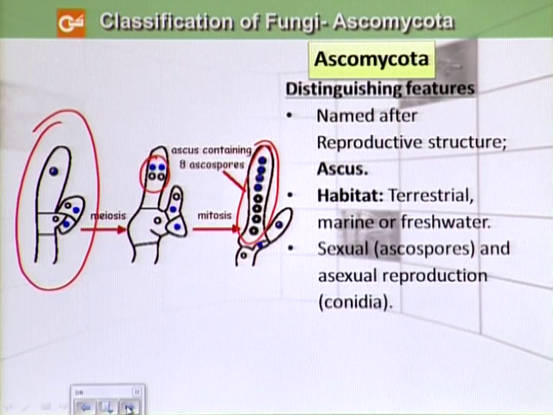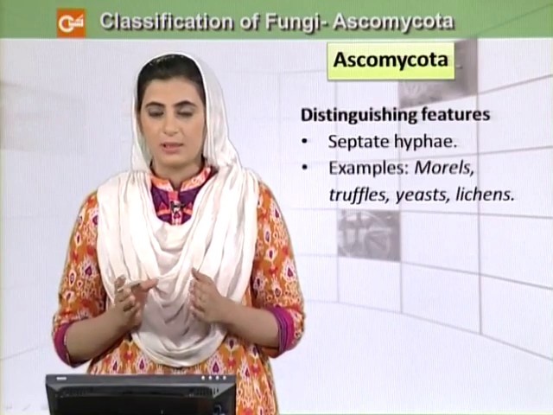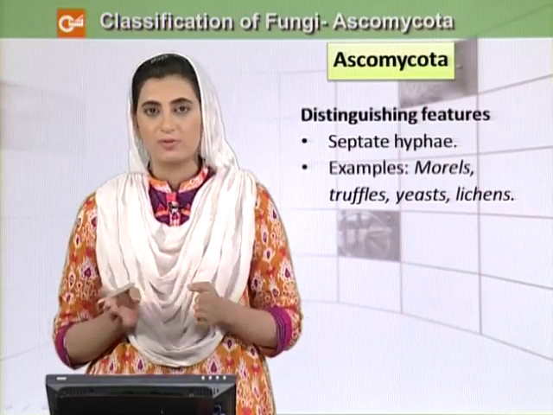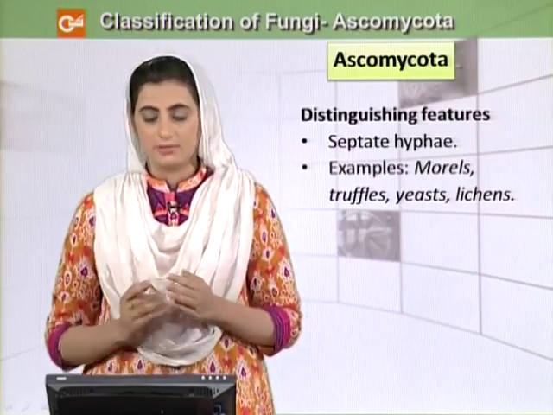Asexually, they reproduce by the formation of conidia. Sexually, they reproduce by means of ascospores. They have hyphae, which are septate, and examples of this group are morels, truffles, yeasts and lichens.